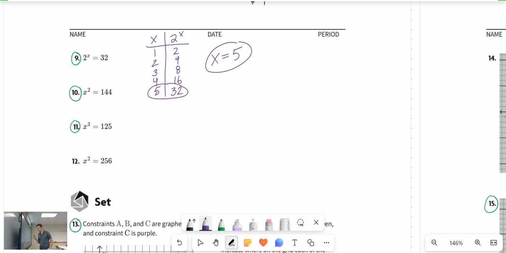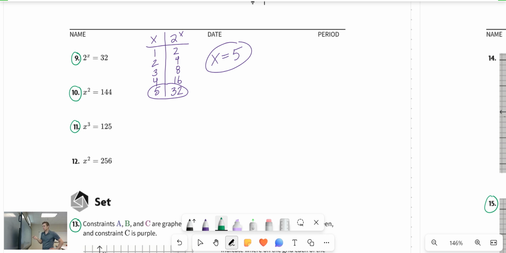All right, for number 10, do we recognize this 144 as a perfect square? This is saying x squared equals 144. Well, that sort of means we need to take the square root of both sides, or it's asking what times itself. Sorry, this shouldn't have been done in purple. It should be in green for this question. What times itself is equal to 144?